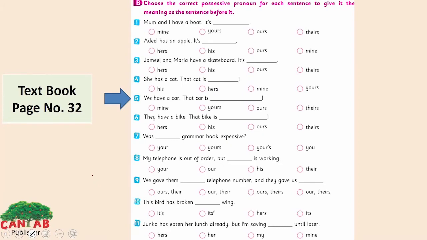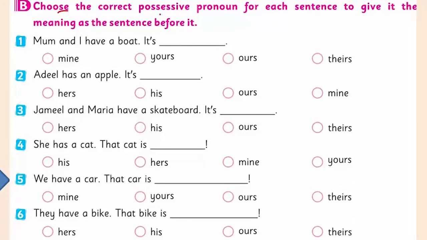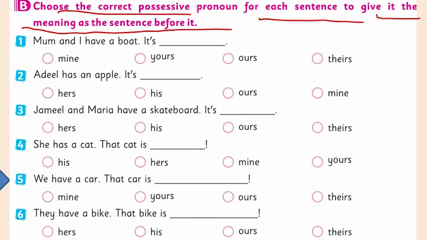Now look at the page number 32 of its exercise. Choose the correct possessive pronoun for each sentence to give it the meaning as the sentence before. Before starting the exercise, dear students, please keep in mind that all the possessive pronouns we discuss depend upon the situation. You have to choose very carefully. You might get confused sometimes, but I think it's very easy for you because we have discussed these concepts of pronouns and possessive pronoun in our previous lesson too. The possession, the singular and plural possessive nouns, we discussed it very thoroughly.